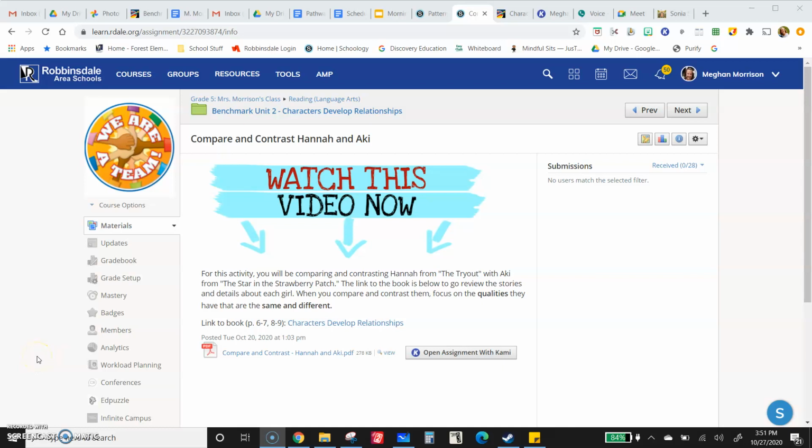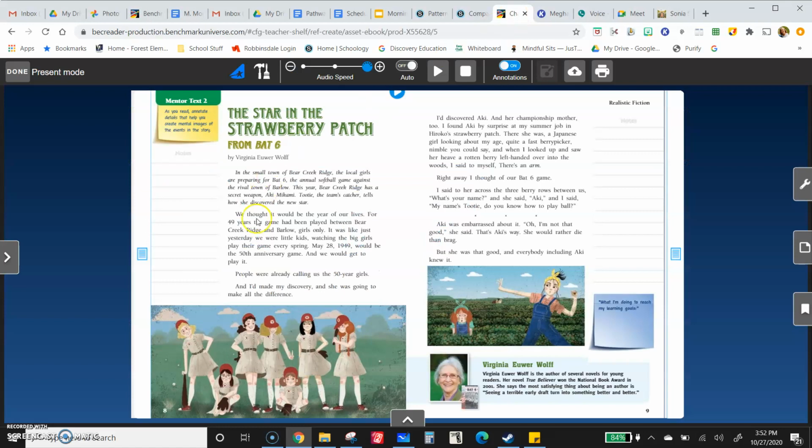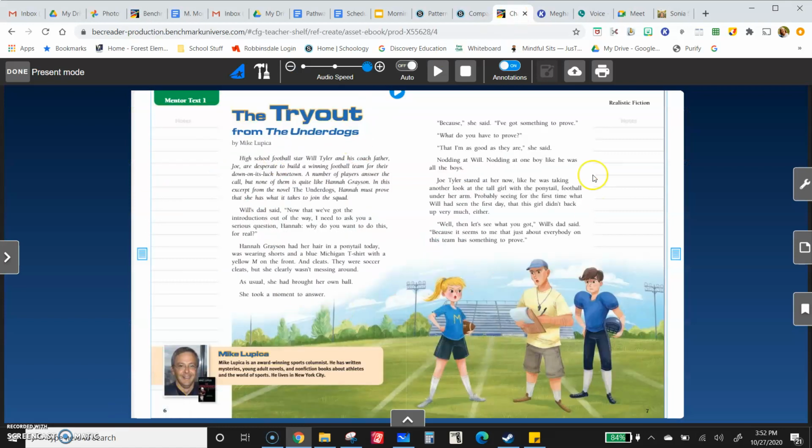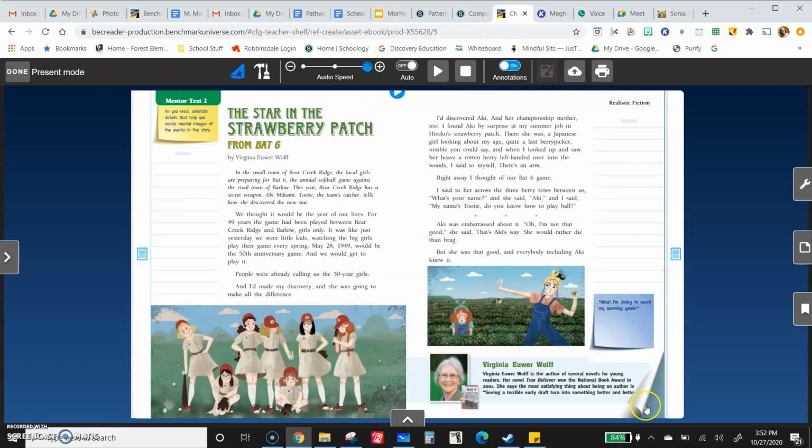All right, fifth graders, for this assignment, you are going to compare and contrast two characters in the stories that you've read. So the first character is Hannah from The Tryout. Here's the book so you can go back and look. So we have Hannah from The Tryout, and then we have Aki from The Star in the Strawberry Patch.